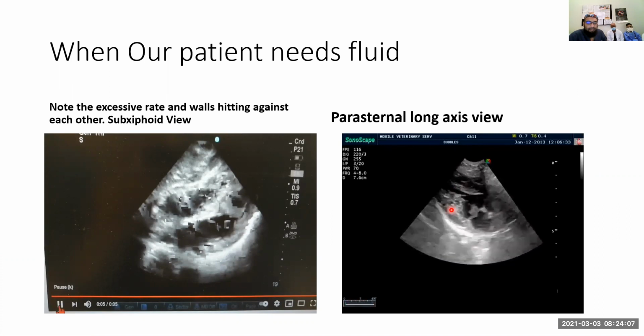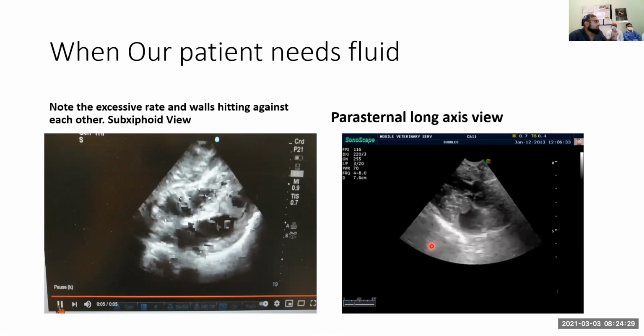Let's have a look at the parasternal long view. What do you notice about this left ventricle as well? So that's right ventricle, left atrium, left ventricle. There are some disease aspects to this ventricle, but what's the most important thing that we know? Number one, the rate. It's excessive, isn't it? It's moving quite high. And the walls are touching one another.